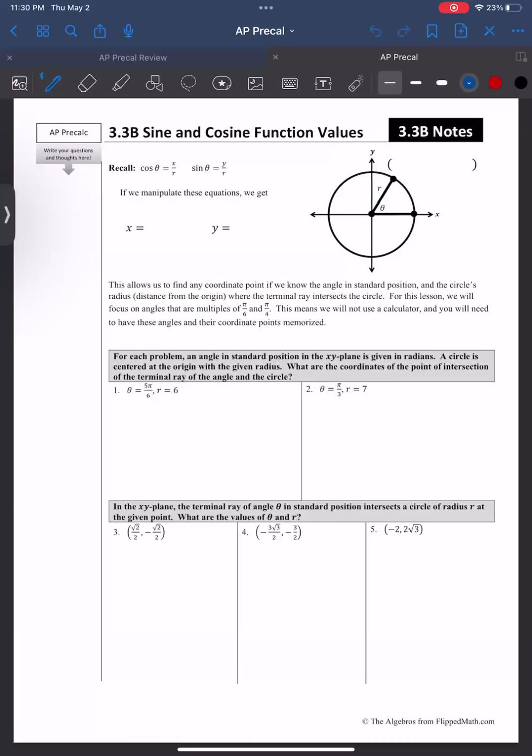Hey everyone, so this is the 3.3 notes, very short today with this. So remember that the cosine of theta is x over r, while the sine of theta is y over r, right?